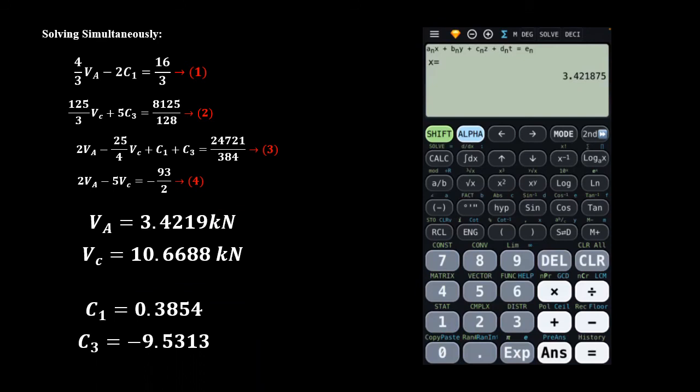And then, we get VA is equals to 3.4219. VC is equals to 10.